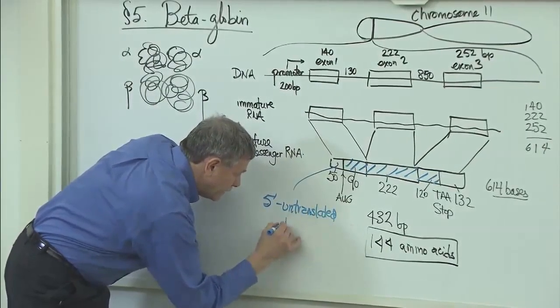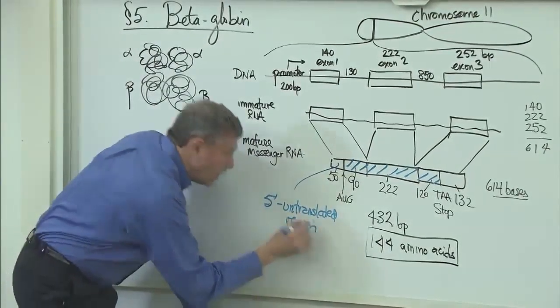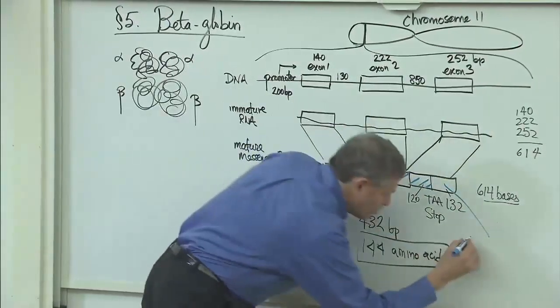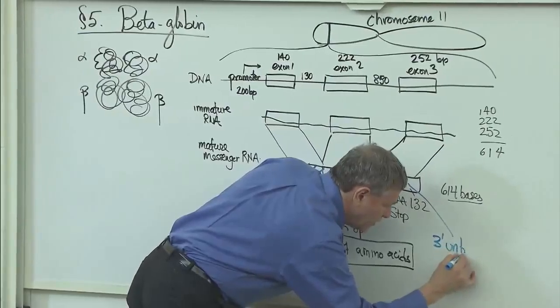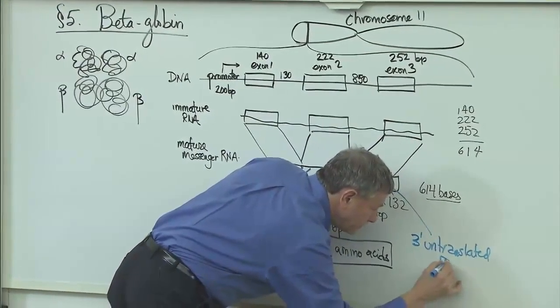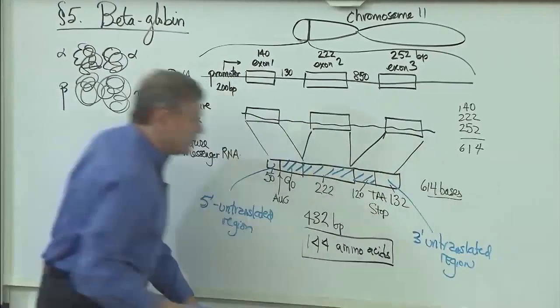Okay, and anyone want to venture a guess as to what is the region at the other end that's not translated? The 3' untranslated region. Excellent, good. We're just getting to know a gene here. 3' untranslated region, good. Excellent, this is just a gene.